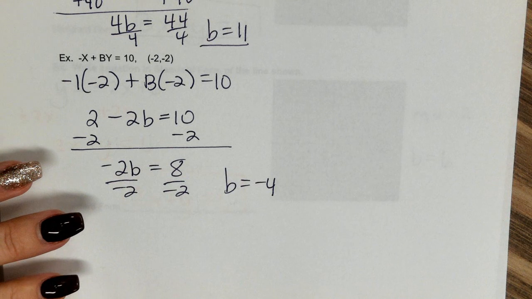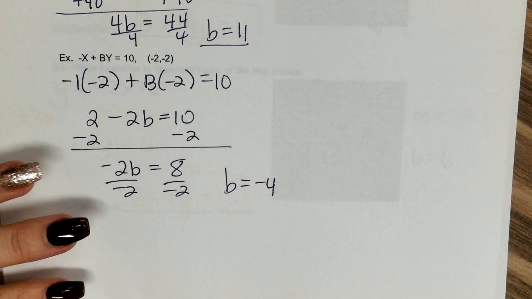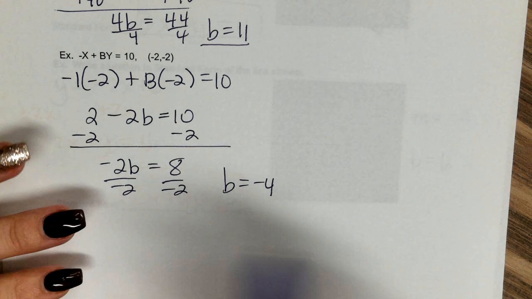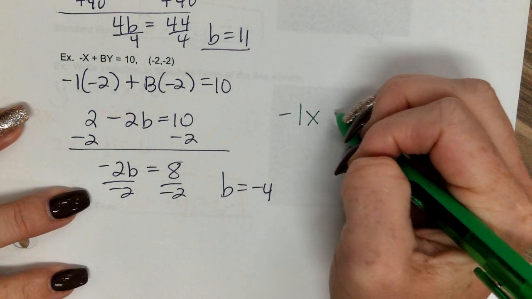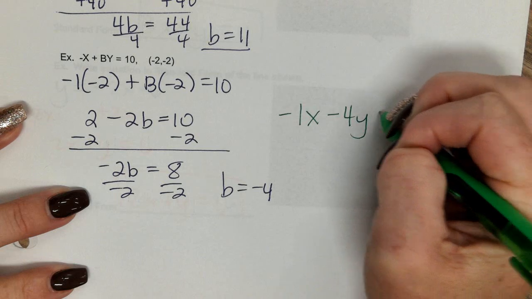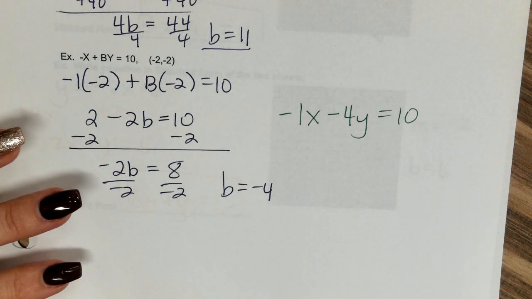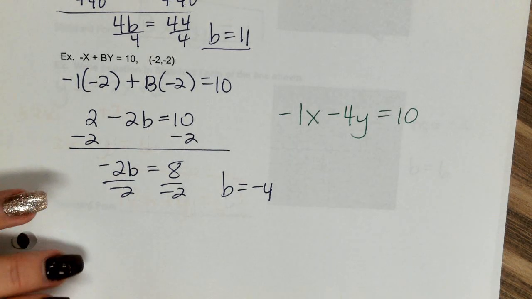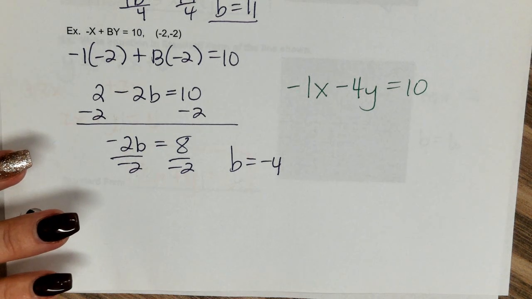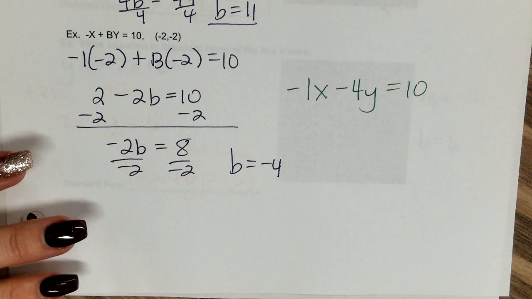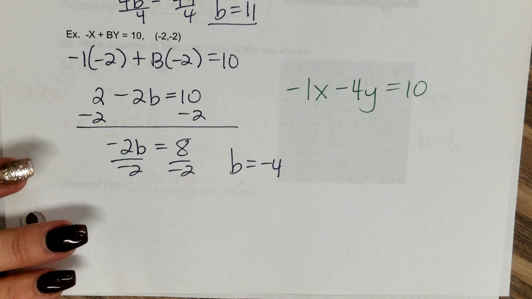Okay, did everybody get the value of B being negative 4? So your equation would be written negative 1x minus 4y equals 10, or plus negative 4y. Do I need to go through and explain anything? Look at your steps. If you messed up, look at where you messed up.